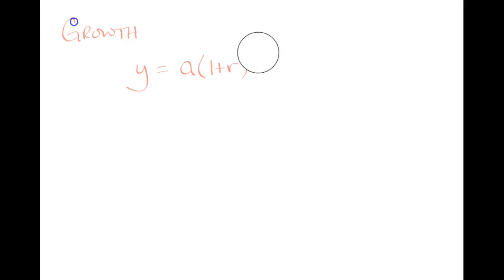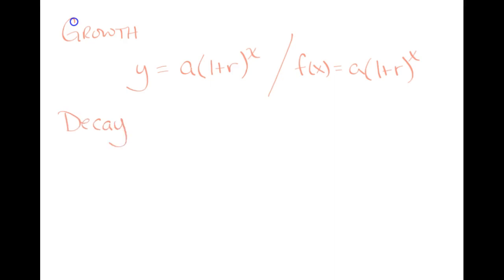But actually, let me get rid of t, because even though it's always time, I'm going to write an x. Since we used y, we're going to use y and x. So this could also be written like this: a function of x equals a times 1 plus r to the x. So those two things are the same thing. Decay, I'm only going to change one little thing, and that would be this part, 1 minus r to the x power. So they're really the same exact thing.